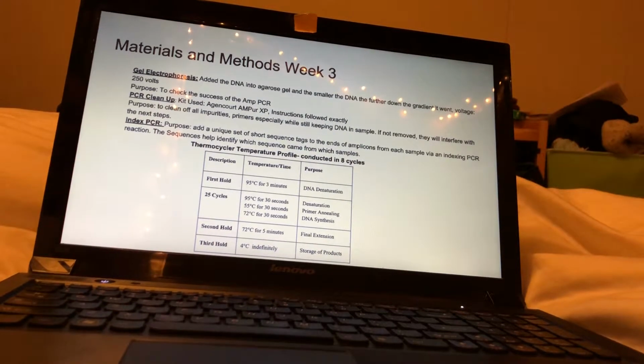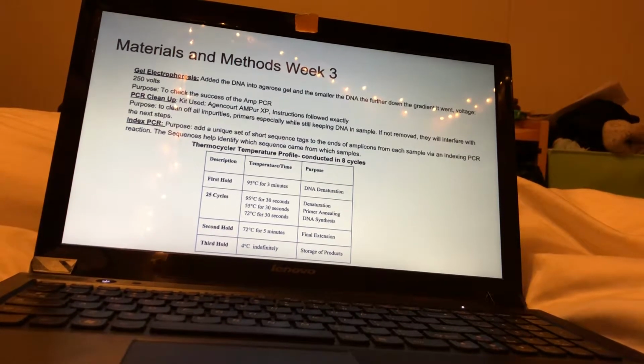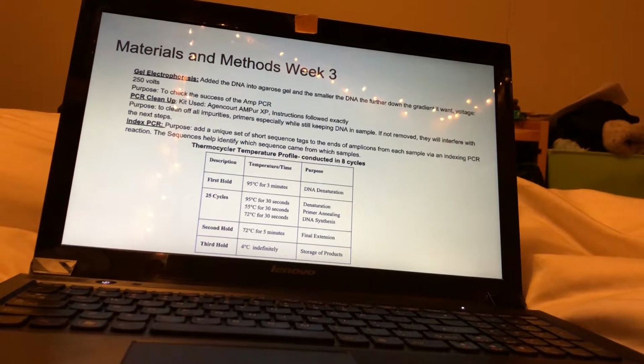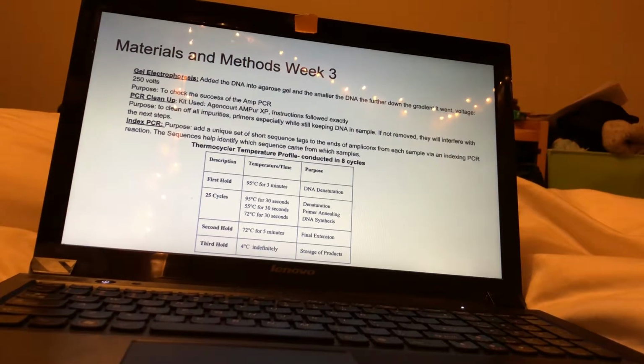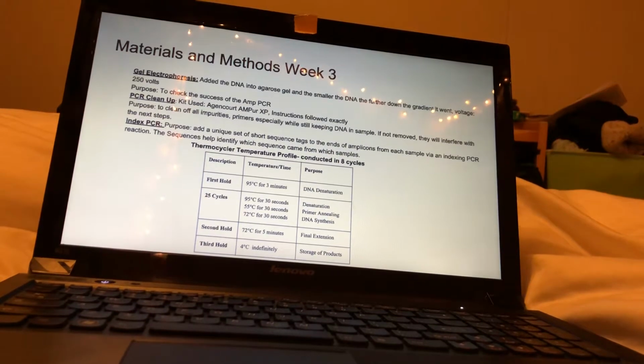So after that, we did index PCR reactions, and the purpose of that was to add a set of short sequence tags to the ends of the amplicons from each sample, and that just helps us identify which sequence came from which samples. They're easily identifiable by the unique tags that attach to them.